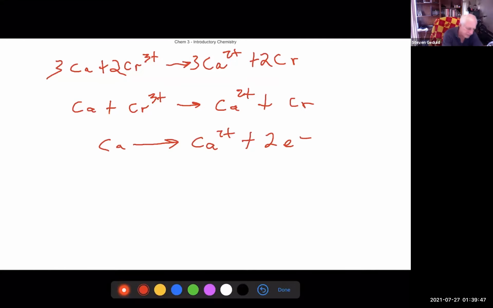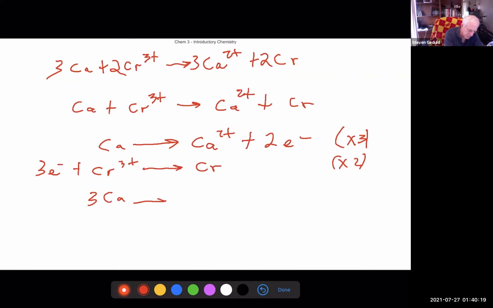Chromium goes from chromium 3 plus to chromium solid. This we have to gain, we have to add 3 electrons. Remember I told you, you have to make them the same number. The lowest common denominator between 3 and 2 is 6. So I have to multiply this side by 3 and this equation by 2.